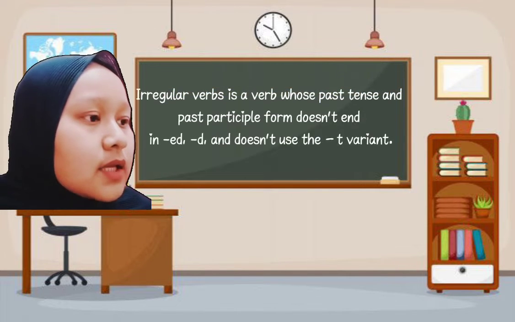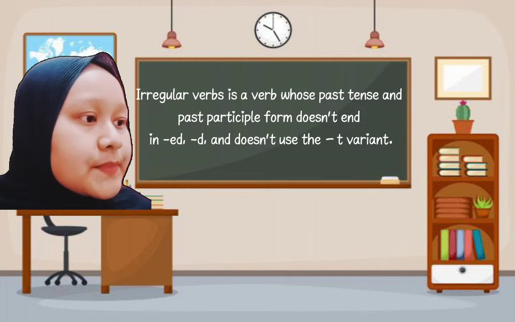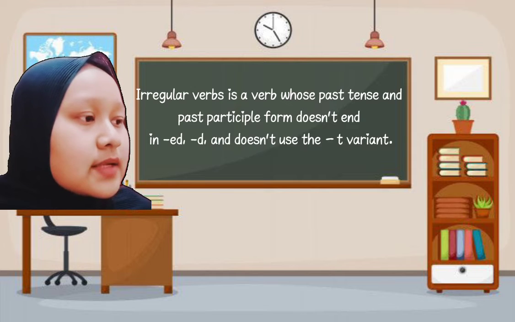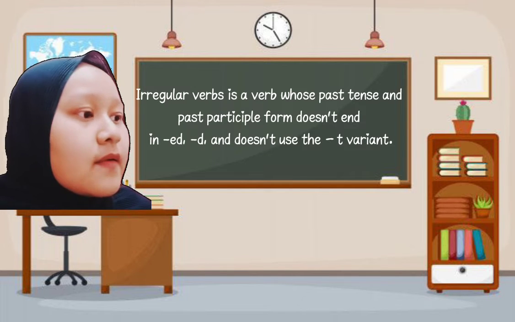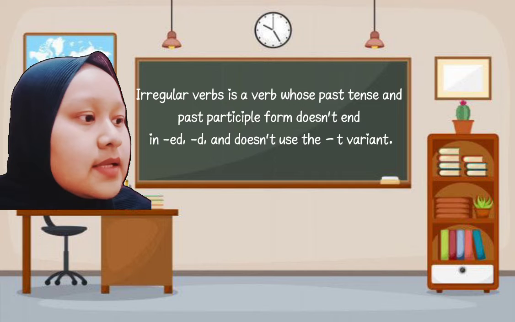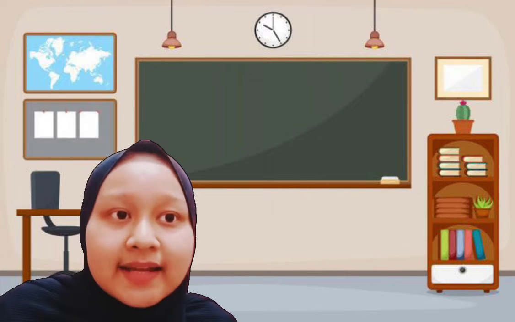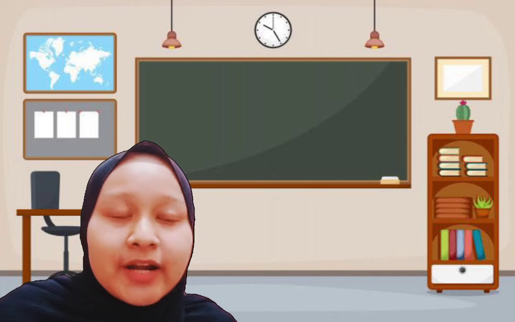Eighth, irregular verbs. An irregular verb is a verb whose past tense and past participle forms don't end in ed or d. So guys, that is my explanation about noun and verb.